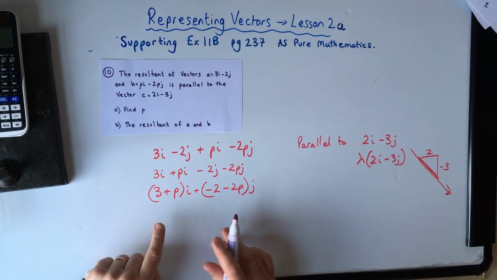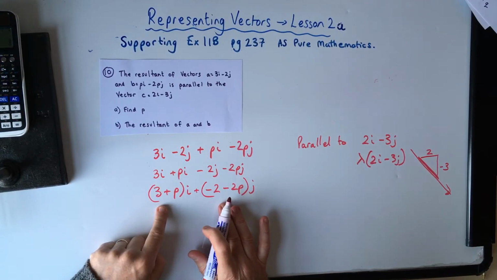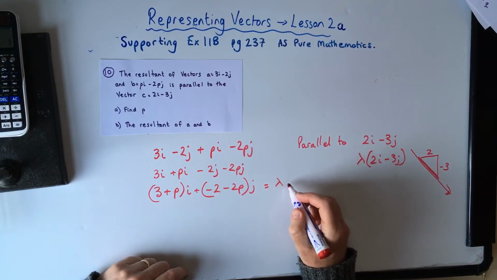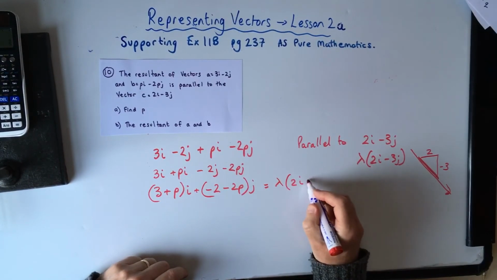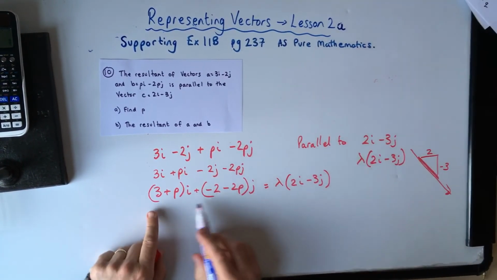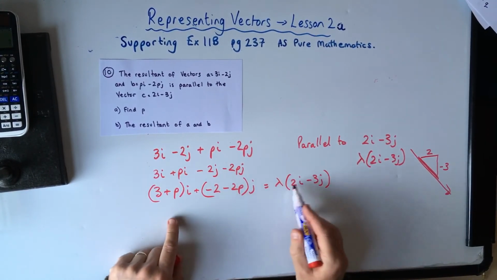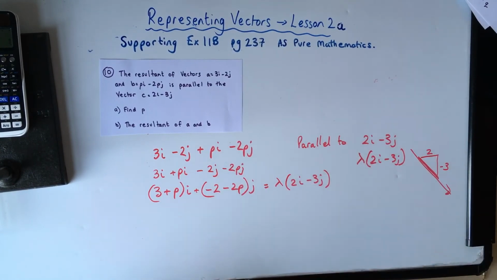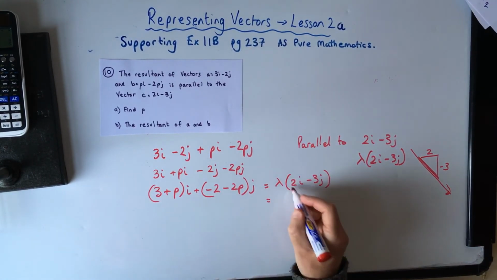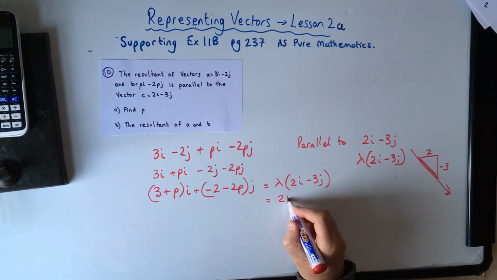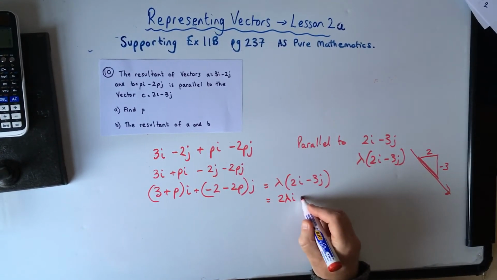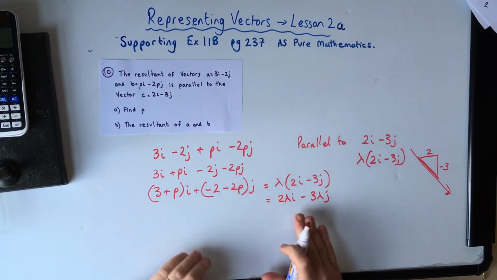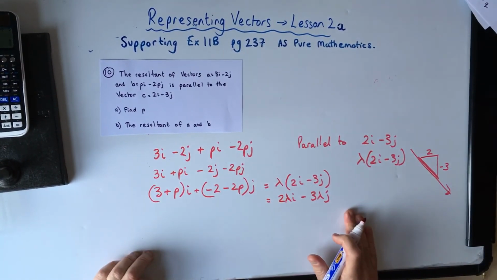So what we're saying is that this now is equal to lambda times 2i minus 3j. So this is equal to some multiple. If it's parallel to it, then it's equal to some multiple of 2i minus 3j. Therefore, if we multiply this out, 2 lambda i minus 3 lambda j. So this is equal to 2 lambda i minus 3 lambda j.